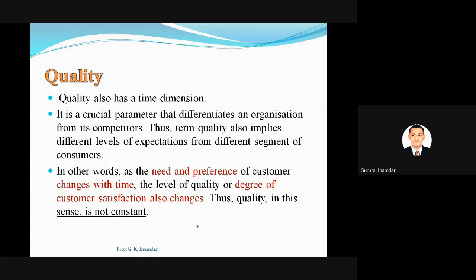Why? Because suppose in last semester or last year we were taking whatever quality from the industry, that is not required now. Why? Because suppose for example we are using online mobiles only. Is it right? So we are not expecting some factors from the industry.